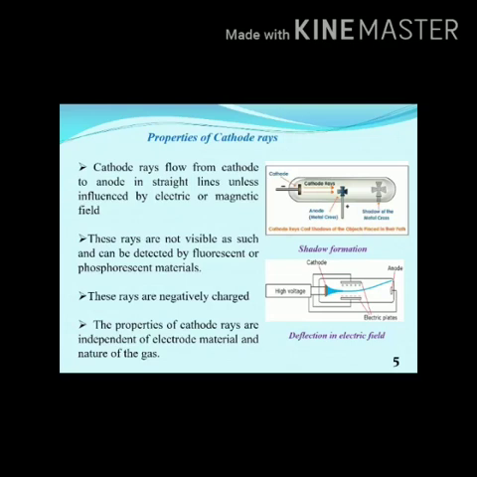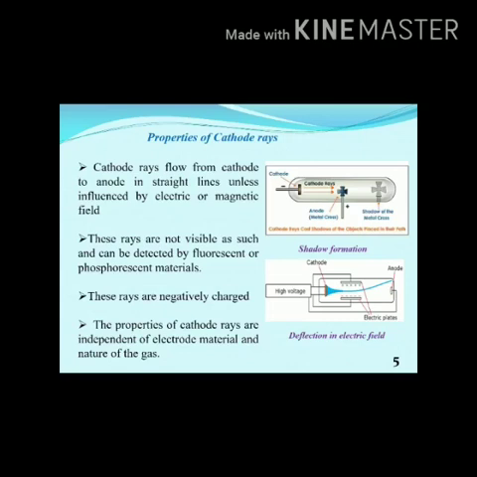So from the discharge tube experiment, we come to know that some kind of rays are emerging from the cathode and they are known as the cathode rays. Now here we are going to discuss the properties of these rays known as the cathode rays. It has been found that the rays come from the cathode and flow towards the anode in straight lines. But how do we get to know that they travel in the form of straight lines? When an opaque object was placed in between the cathode and the anode, an opaque object is such a kind of object which does not allow the light to pass through it.